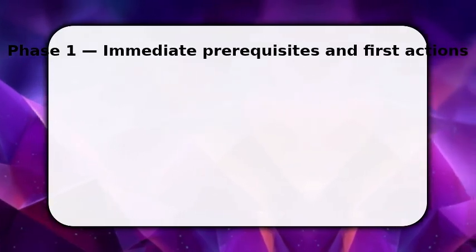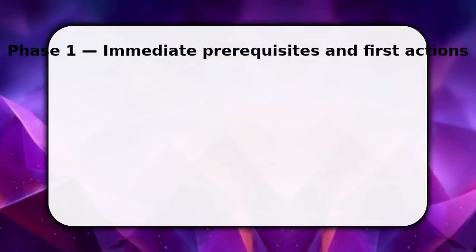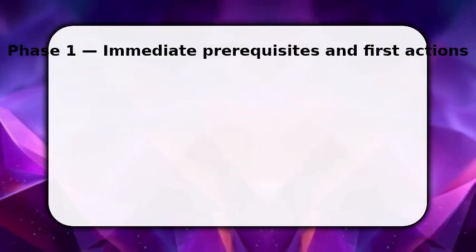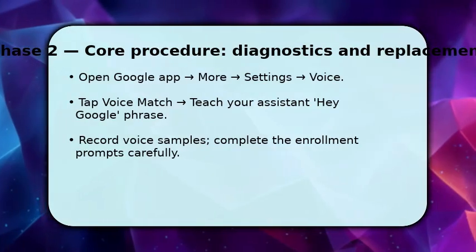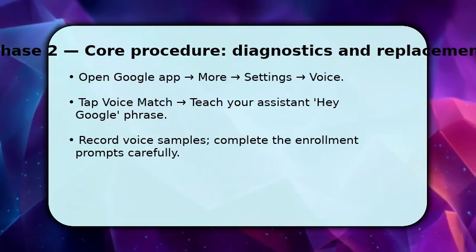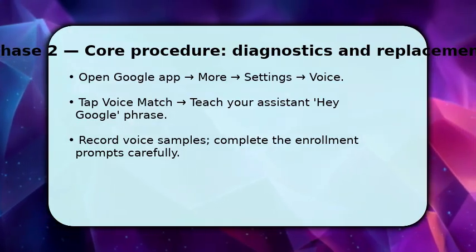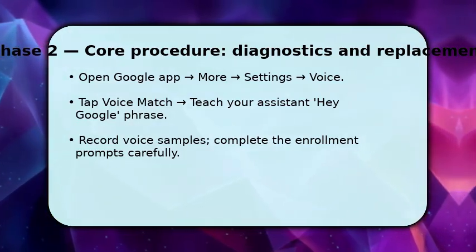Make sure you're using the primary Google account you want Assistant tied to, and keep the phone unlocked while you proceed to voice enrollment. You'll now enable the hot word. Open the Google app, tap More, then Settings, and choose Voice. Next, select Voice Match and follow prompts to enable.